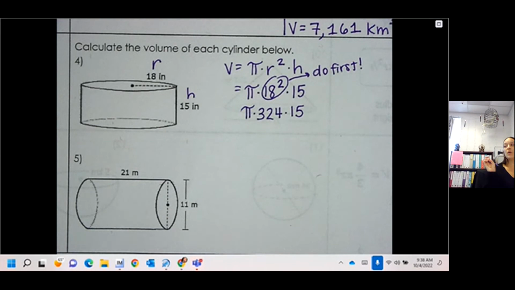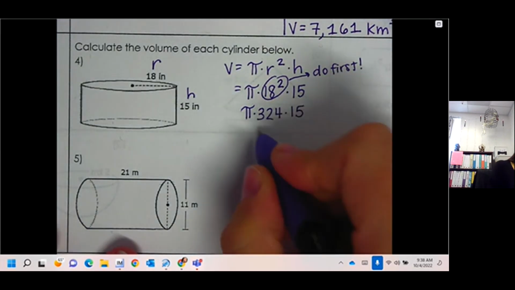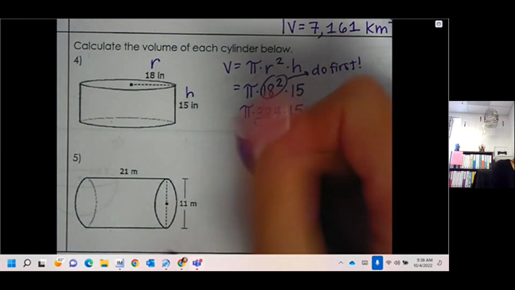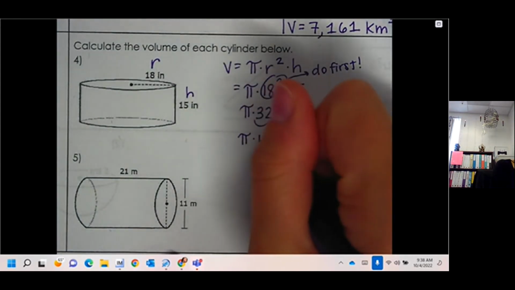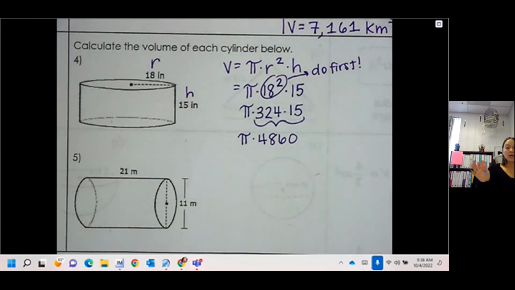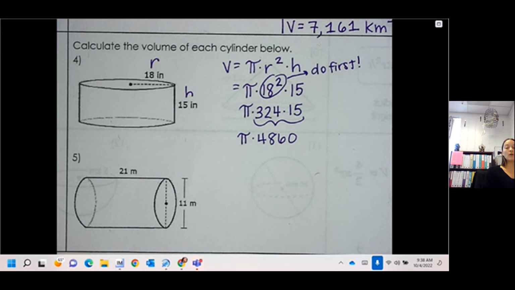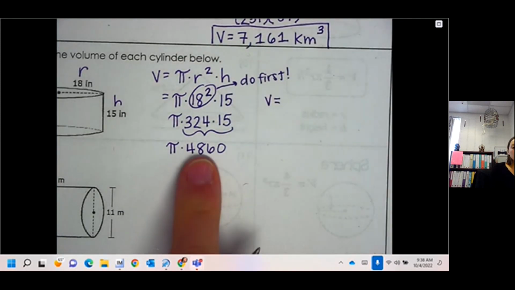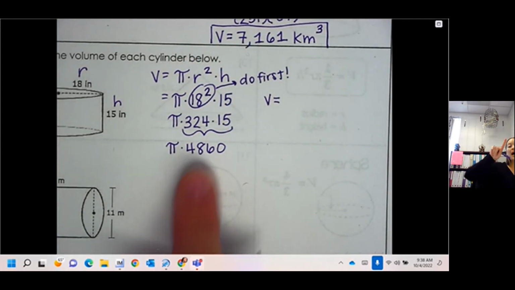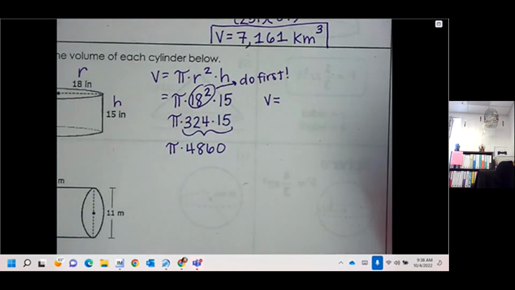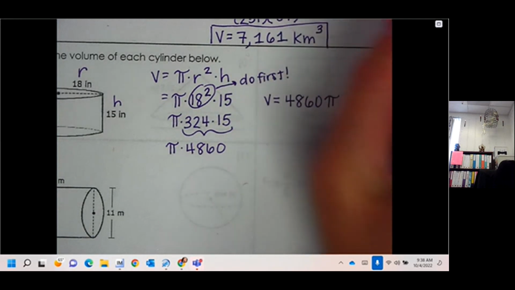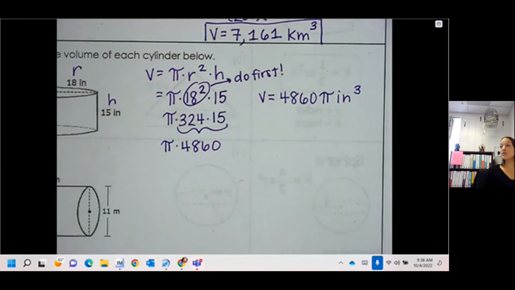Okay, so here's what we're going to do, because we're going to write this answer 2 different ways. First thing I want you to do is just multiply the numbers. Ignore the pi for the second. Just multiply the numbers and tell me what you get. 4,860. Okay, so here are the 2 different ways you can write this answer. One way is literally what you see here, although typically the pi comes after when we write it as a number. That's just how it's written. 4,860 pi inches cubed. That is an answer right there.